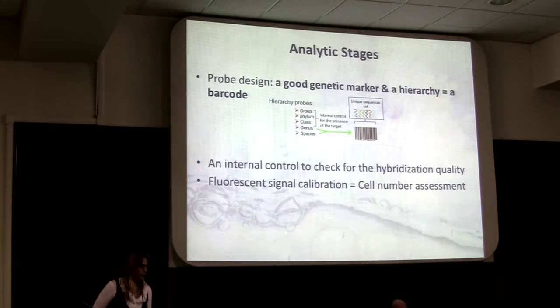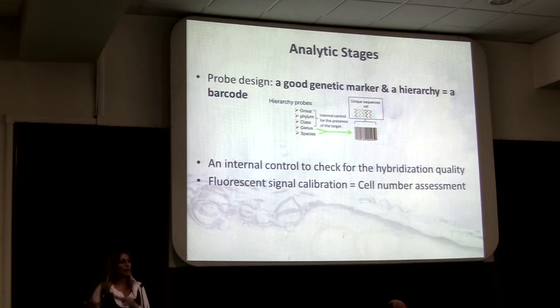The second stage, which is really important, is the probe design. As I told you, when you have a good genetic marker, you can make a good hierarchy of probes. But the analytical stage doesn't rely only on the probes you design, but also on the quality of the hybridization. You need to be sure that when you hybridize your material, you will have a good hybridization. So you will include in your experiment an internal control to check for this quality.